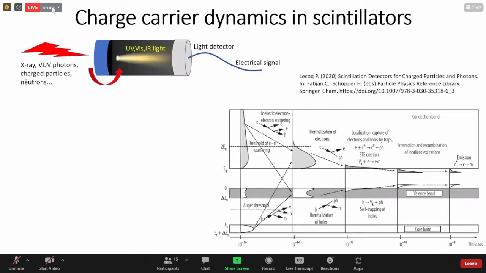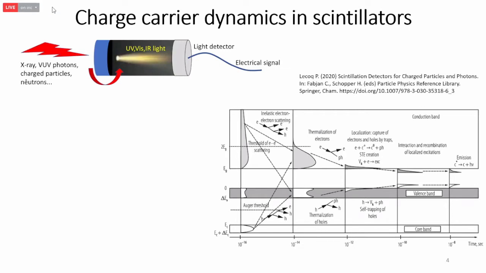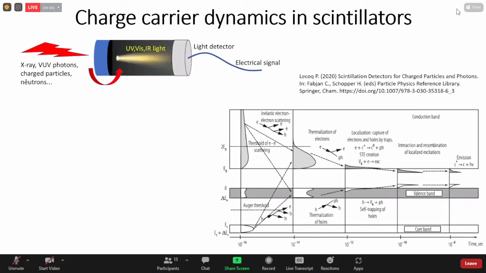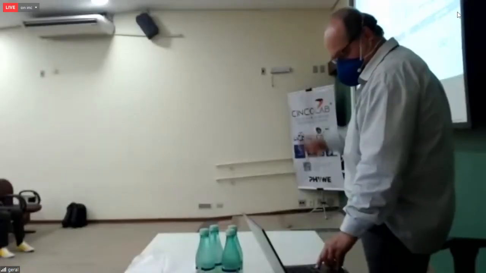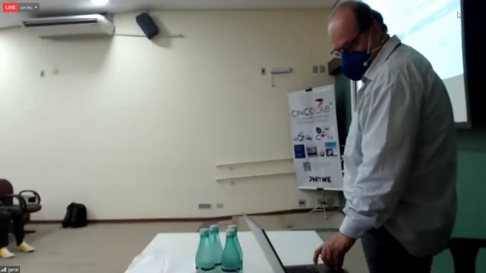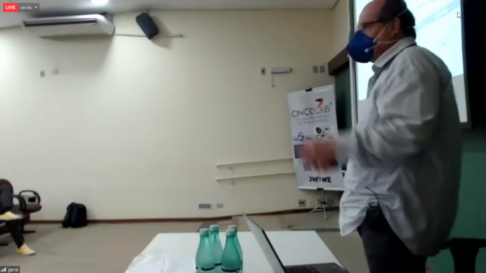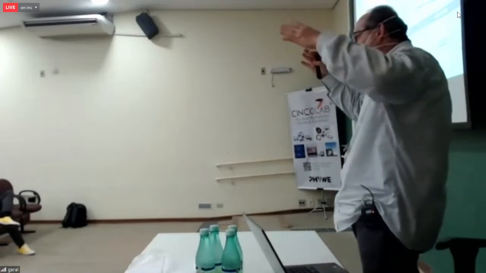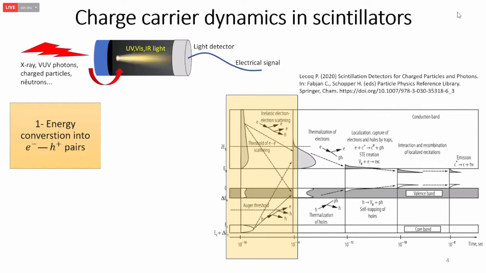It's very important, and we have a lot of different steps that happen after the radiation is received by the scintillator. We divide them as a way of separating the whole process, but actually it all happens kind of simultaneously. The first step is the energy conversion into electron-hole pairs. So the energy is received by the material, and a number of primary electron-hole pairs are created.